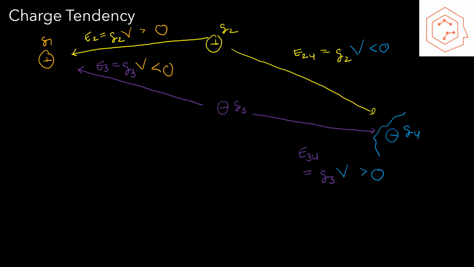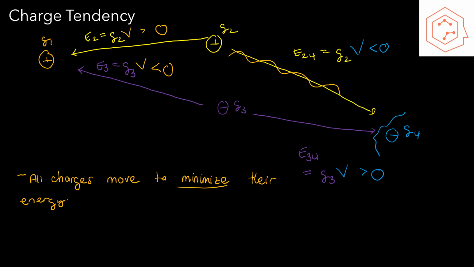The golden rule is that all charges move to minimize their energy. And so in this situation, Q2 would go where its energy would be negative, so it would go towards Q4, and Q3 would go to where its energy would be negative, so towards Q1.